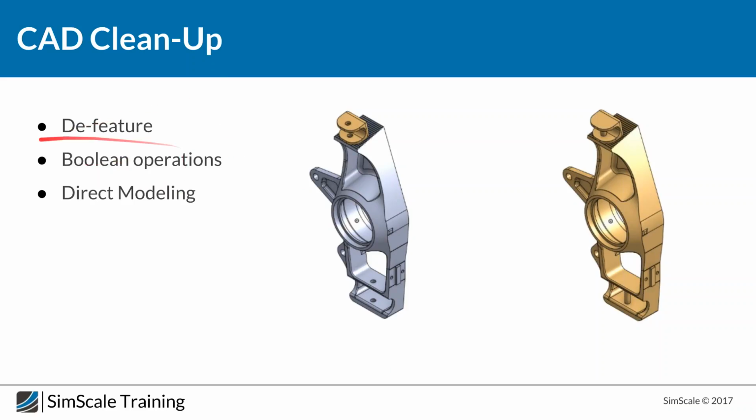Another strategy, which is often used together with defeaturing, is using Boolean operations, which means you merge several parts of an assembly which have no physical interaction with each other into one part. And the third option is called direct modeling. Sometimes this is really smarter: instead of investing hours and days in cleaning up an existing complex CAD model, you just rebuild it from scratch as a very simplified, easy model.